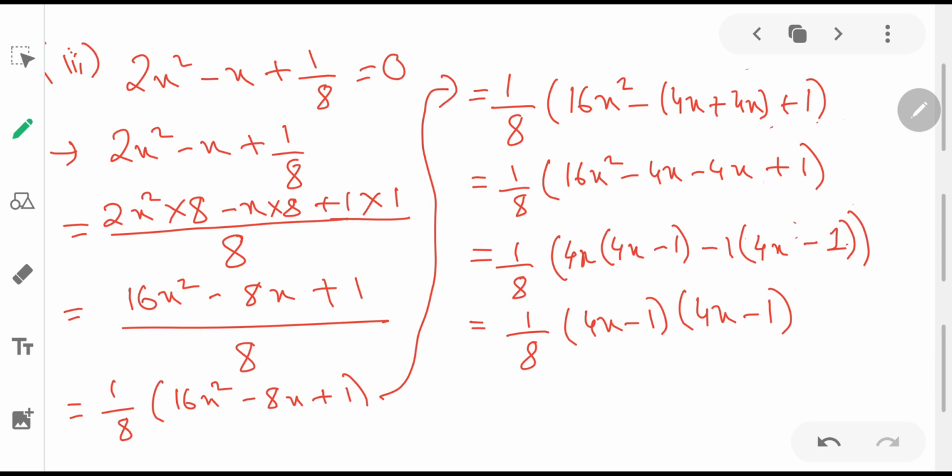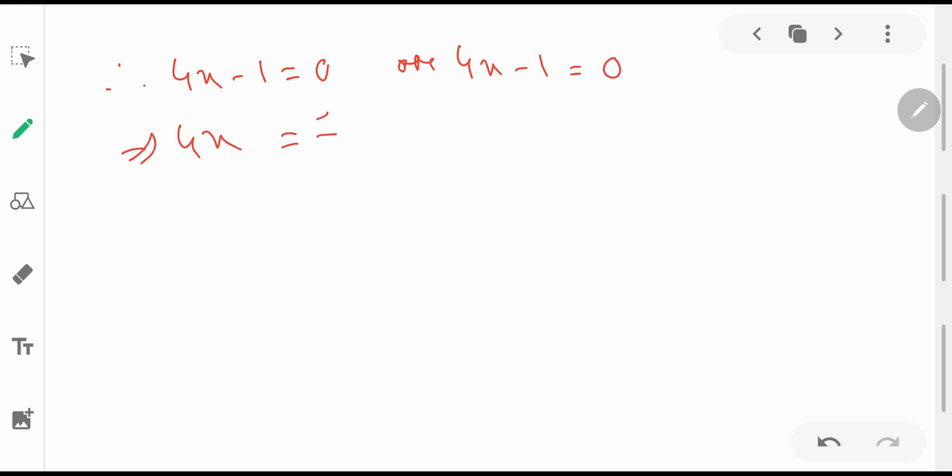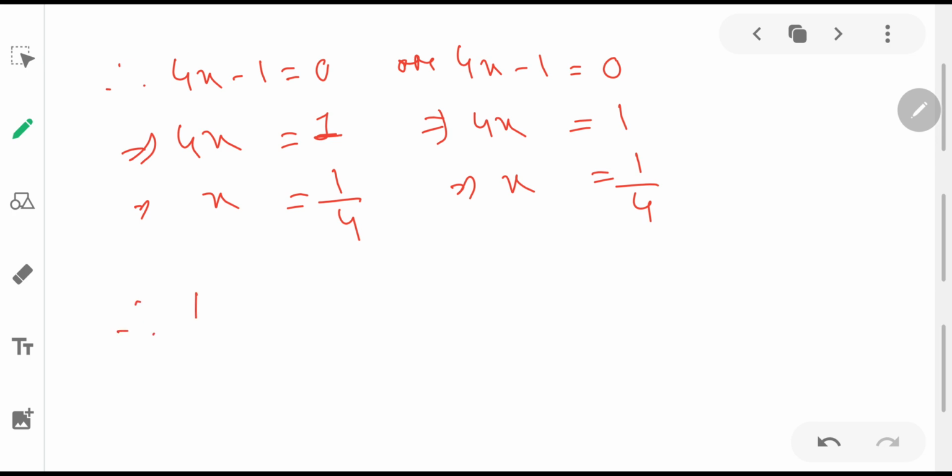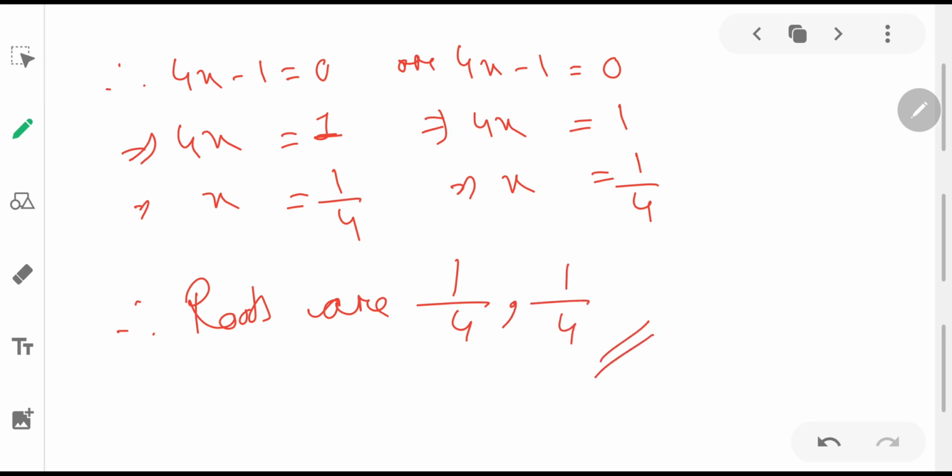So now we can find the zeros, or go to the final step of solving this problem. Therefore 4x minus 1 equals 0, or 4x minus 1 equals 0. From here we can write 4x equals 1, which implies x equals, with 4 multiplied by x, if it goes to the other side, it will become divide. So x equals 1 by 4. We are getting equal roots. So finally the roots are 1 by 4, comma, 1 by 4. I hope you have understood it.